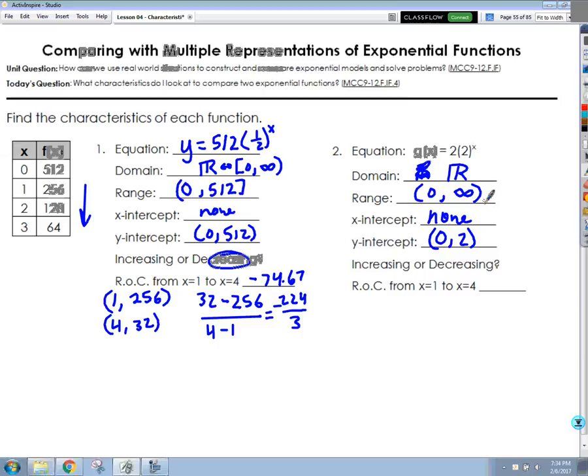So find the rate of change. So if I plug in 1, I get 4 back. And if I plug in 4, I get 32 back. So plug this in, I get 32 minus 4, and then 4 minus 1, and I get 28 over 3. Okay, and decimal wise, that's about 9.333. Okay.